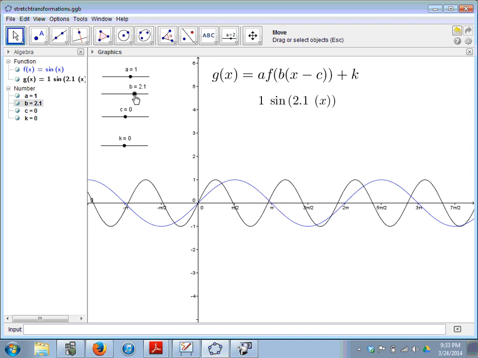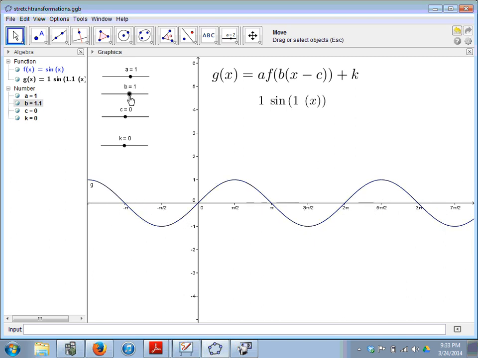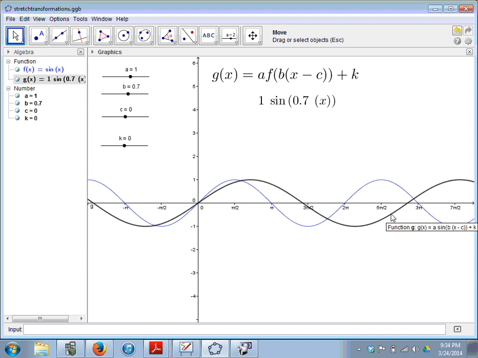As I decrease B, and as B gets smaller and smaller and closer to 0, so now B is taking on fraction values or decimal values, the length needed to complete a cycle, if you can tell here on the function in black, the length needed to complete one cycle increases. So it's having the opposite effect.